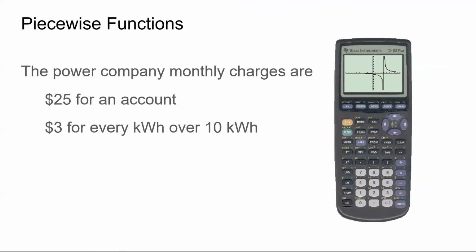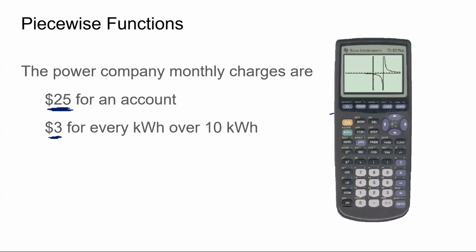Anyway, domain and range. Here's kind of a strange function that I don't know why they slid it into this section, but it needed to go somewhere. Every time you pay your phone bill or anything else, there's a certain amount that they charge you for having an account. Here, I just picked $25. And then the more you use, the more they charge you, right? So I've got $3 for every kilowatt hour over 10, you get the first 10 for free. That's included in the monthly account payment.